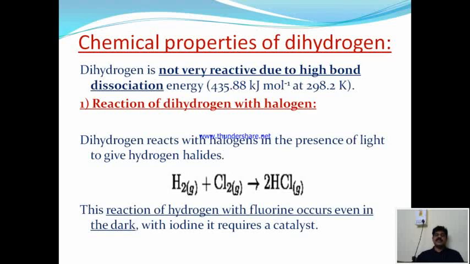Number one, reaction of dihydrogen with halogens. Children, dihydrogen reacts with halogens in the presence of sunlight to give respective hydrogen halides. Let me take up one particular example where hydrogen combines with chlorine in the presence of sunlight to give hydrogen chloride gas. Remember, this reaction is possible only in the presence of sunlight.